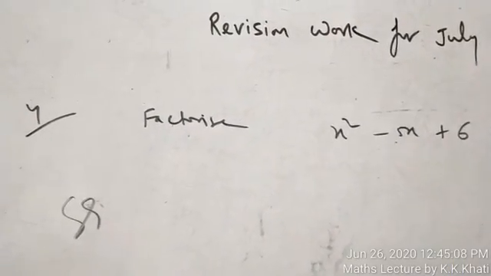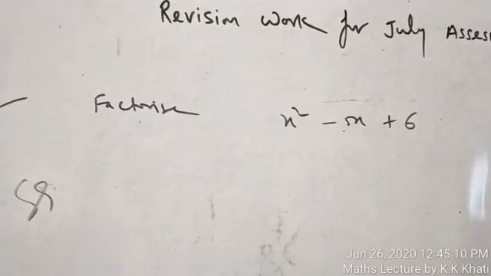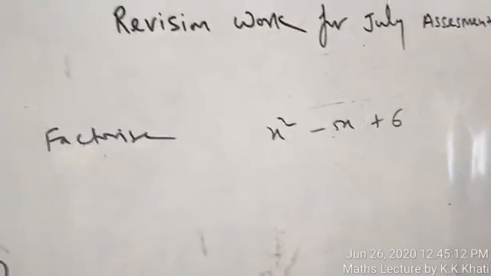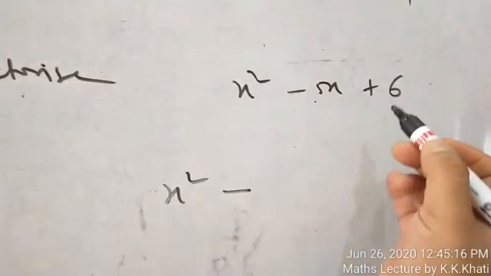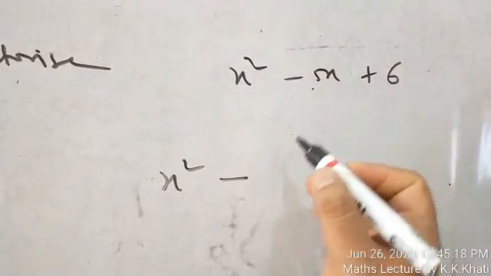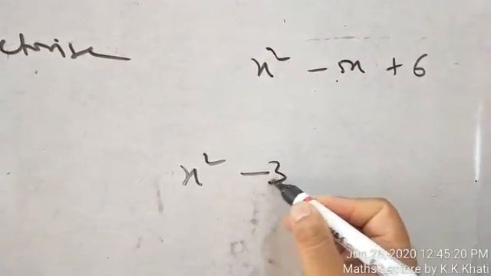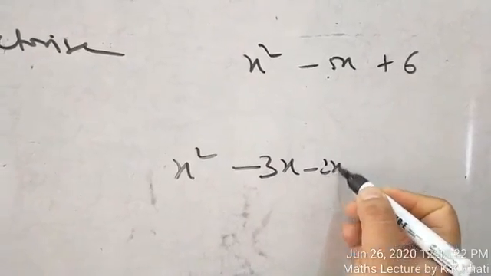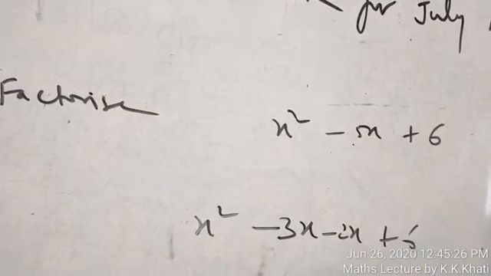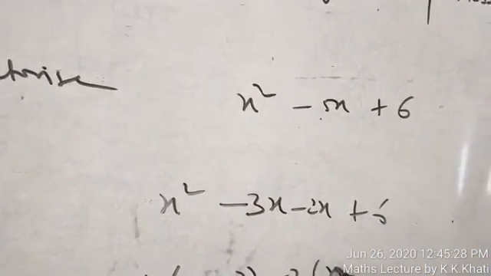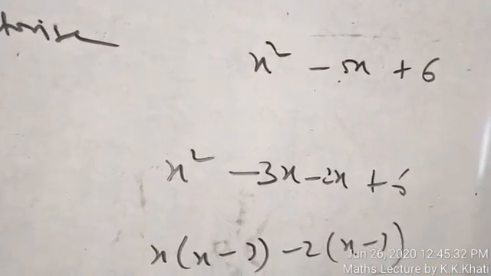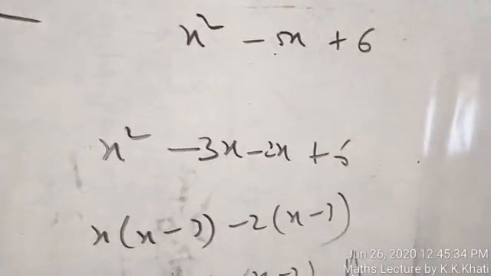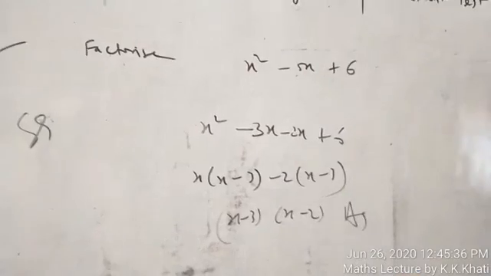Now student, our next question is factorize x square minus 5x plus 6. In this question, we have to use the middle term split method. For x square minus 5x plus 6, we have to find factors of 6 such that the sum is 5, so 3 and 2 are our two numbers: x square minus 3x minus 2x plus 6. After that x is common, x minus 3, 2 common, x minus 3. So x minus 3 and x minus 2, these are the two required factors.